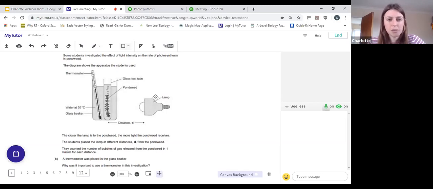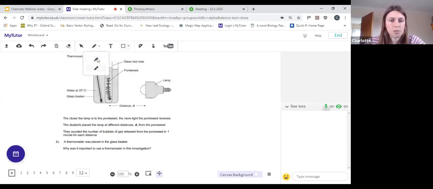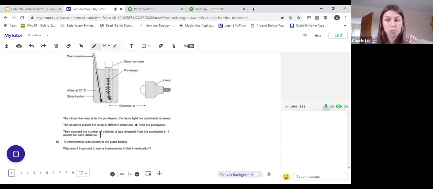So we kind of talked about something similar on Monday. This is a classic case of investigating how light intensity affects the pondweed and how it photosynthesizes. And that's exactly what they've said here. The closer the lamp is to the pondweed, the more light the pondweed receives. Students placed the lamp at different distances from the pondweed, and they counted the number of bubbles of gas released from the pondweed in 1 minute for each distance. That's a really nice way of measuring the rate of photosynthesis, because you can see the oxygen gas being given off. And that's one of the huge advantages of using a water plant.